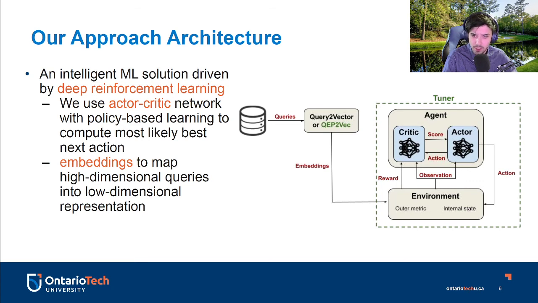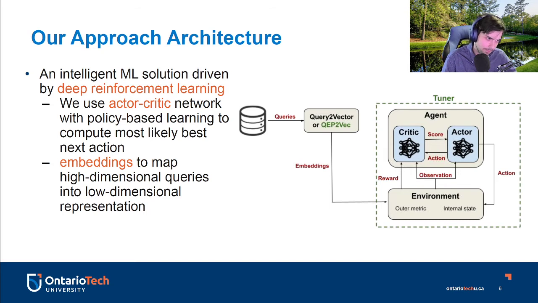If you're not familiar with how actor-critic works, the actor is responsible for deciding on the actions to take, and the critic essentially criticizes and scores those actions. And they work together to improve the performance of both of them together. So this is a policy-based learning method, and we use this architecture to determine the next likely best action.